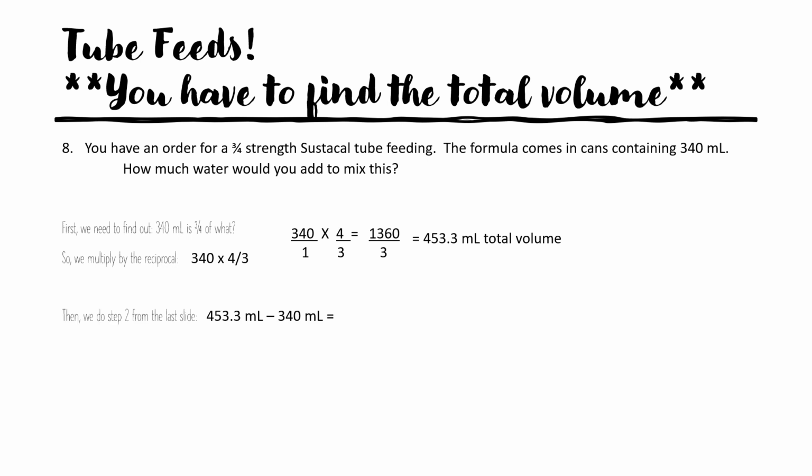Now that I have that, I'm going to go straight to step 2 from the previous slide. So 453.3 milliliters minus 340 milliliters, which is what my formula amount is, and then it gives me 113.3 mLs of water.